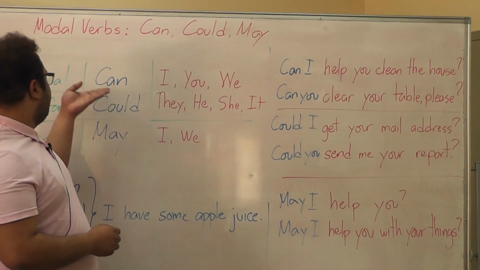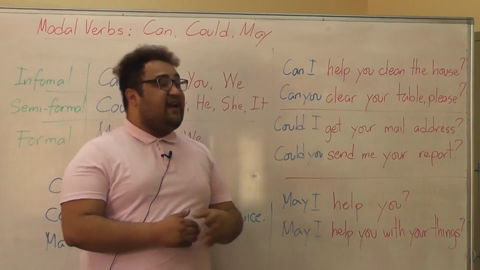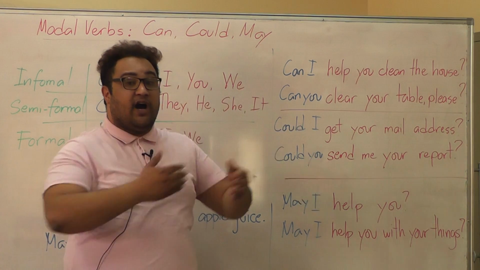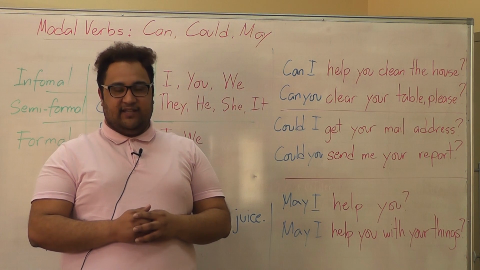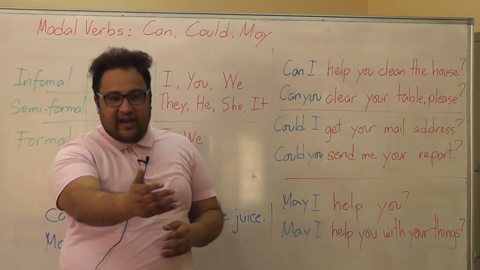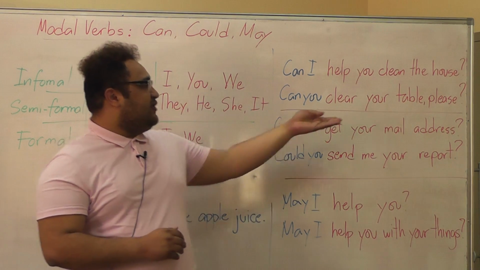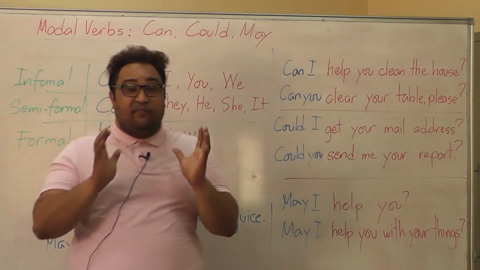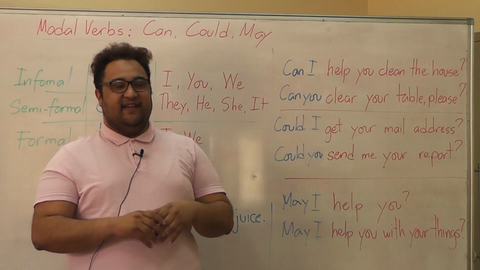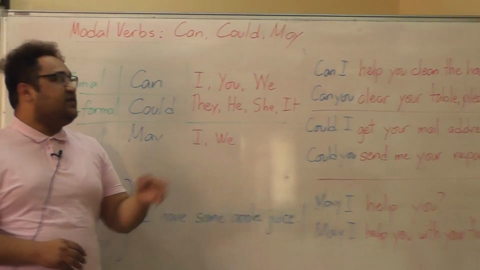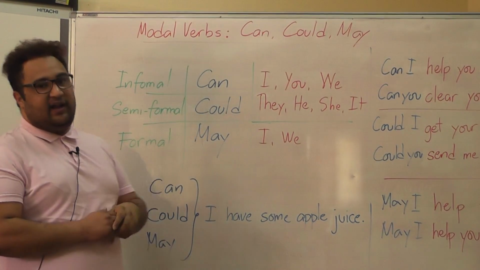Next is, can you clear your table, please? For an example, you are talking to your classmate. So you say, can you clear the table, please? Now, we may always use please in a polite manner. Okay? So can, always remember this, we use can in an informal way.